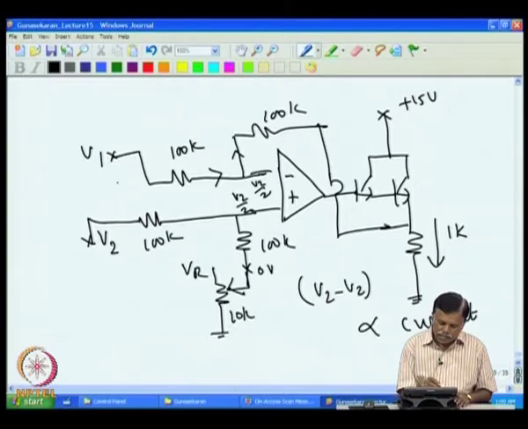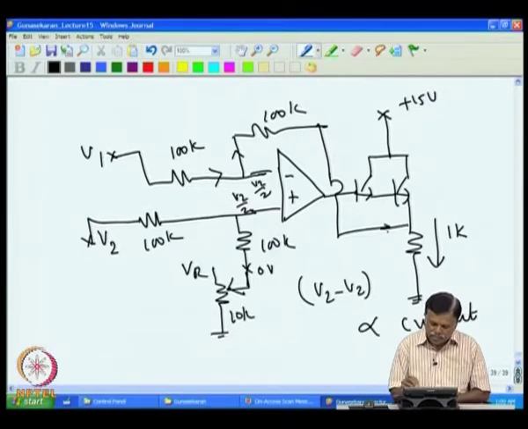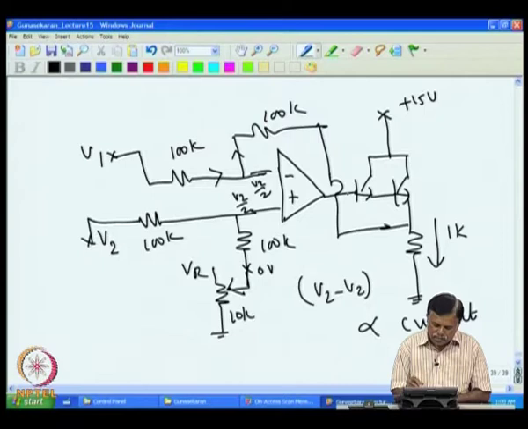If both of them are equal, V2 minus V1 are equal, then you will find this is V2 by 2, and the voltage across this has to be equal to this because the same current is flowing. And you will find if V2 minus V1 is equal, and this contribution is not there, for example, I connect this simply here, then this becomes a difference amplifier, and you will get 0 volt at the output.